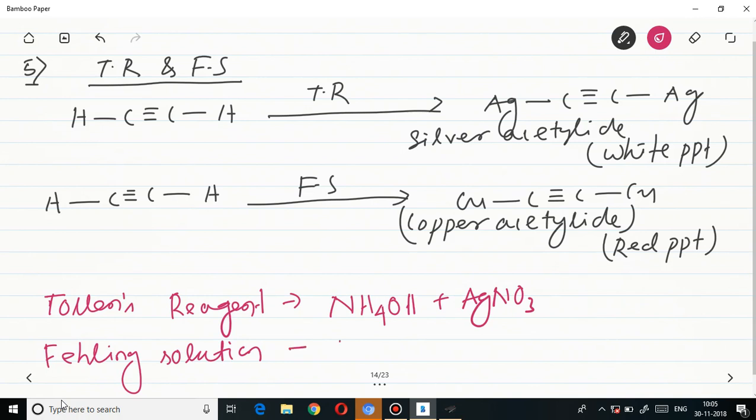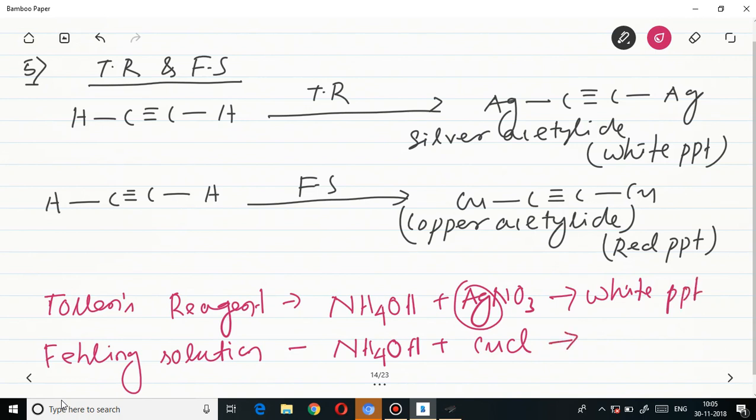Fehling's solution is ammoniacal cuprous chloride. Silver is white in color, so it will give a white precipitate. Copper is somewhat reddish, so it will become a red precipitate.